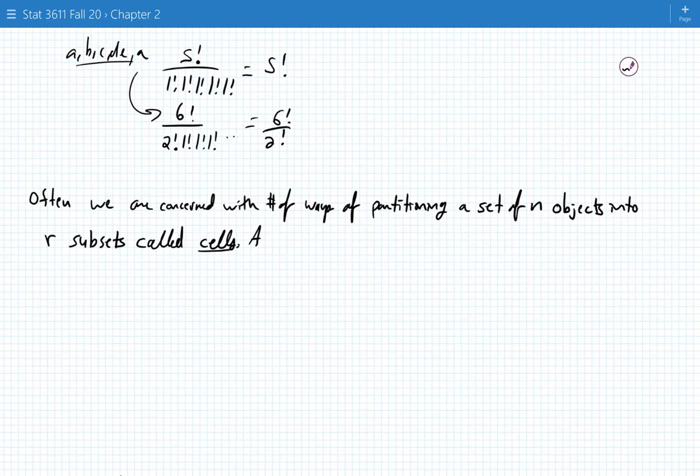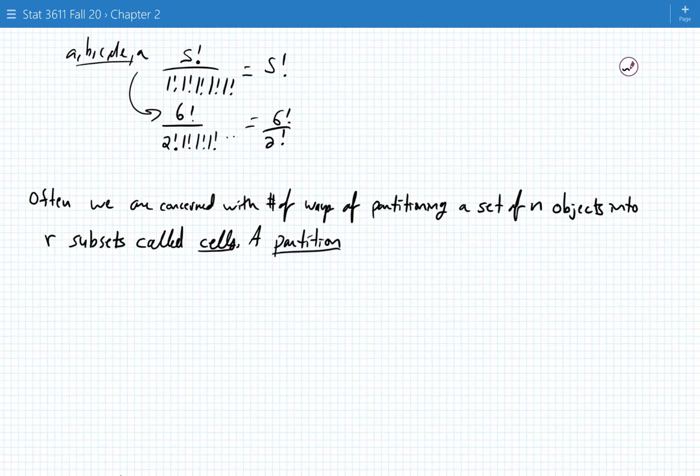To try to digest some of this formal terminology, not a bad way to think of a cell is like an actual cell, maybe a prison cell or a room. You have N people and you want to split them up into R different cells. This word partition actually is very specific.